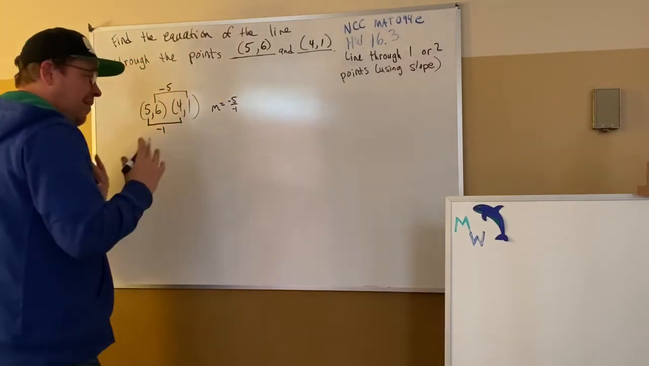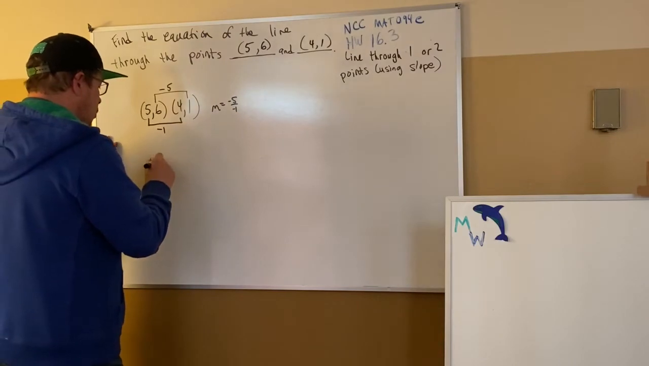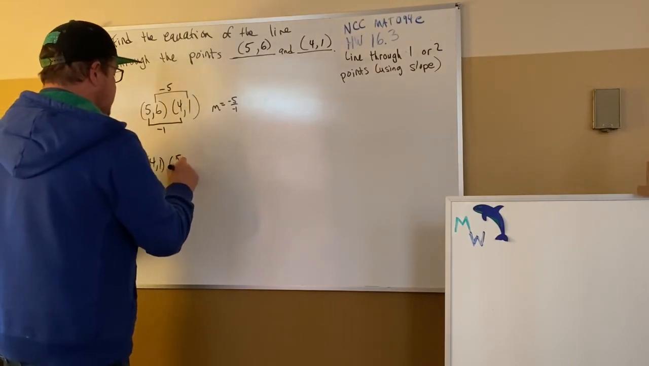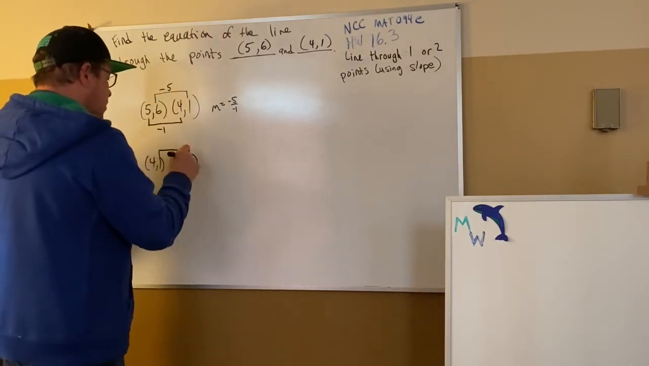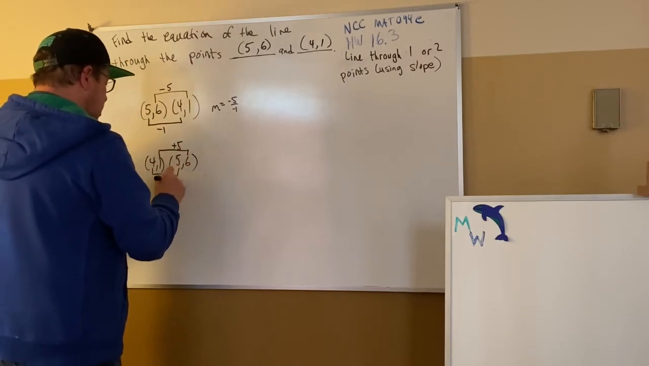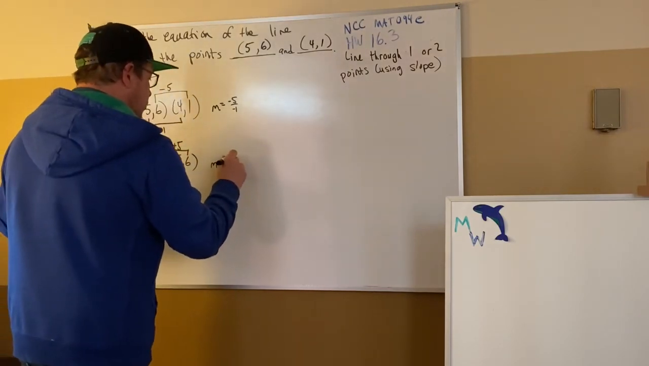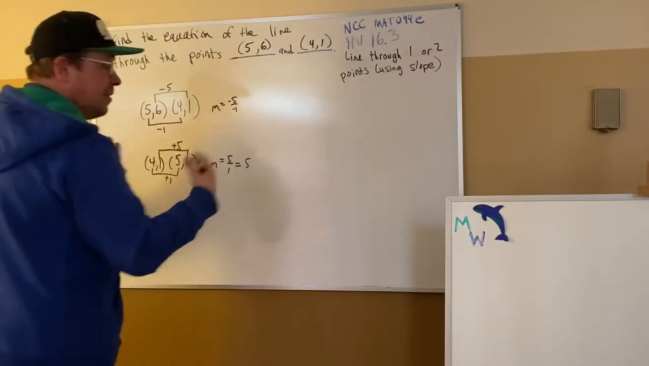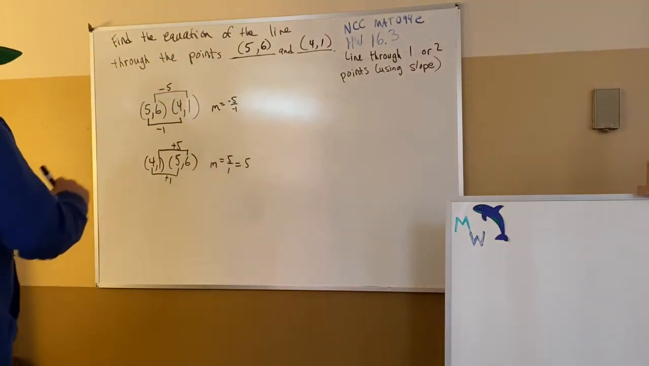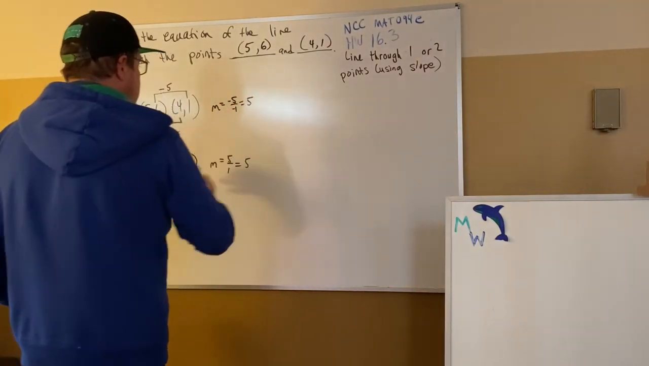I might as well show it now. I promised it all those times. What if the 4,1 was written first and the 5,6 was written second? Well, then that would be up. It's still 5. That would be up. It's still 1. And M equals 5 over 1. And without any negatives in sight, you're going to get 5. So the slope comes out the same. This slope is 5. It's not wrong.